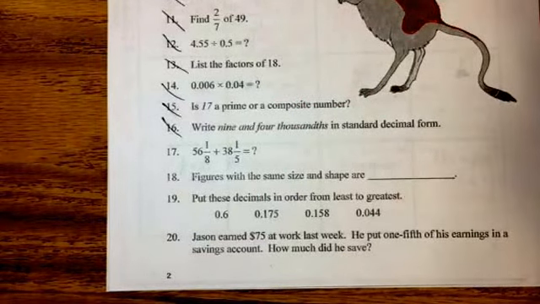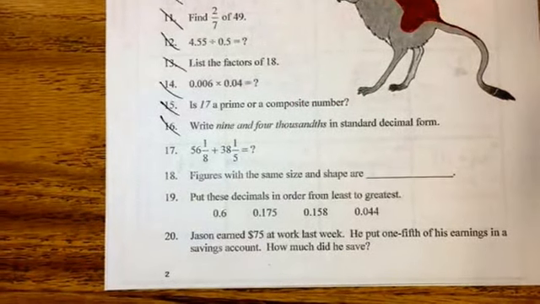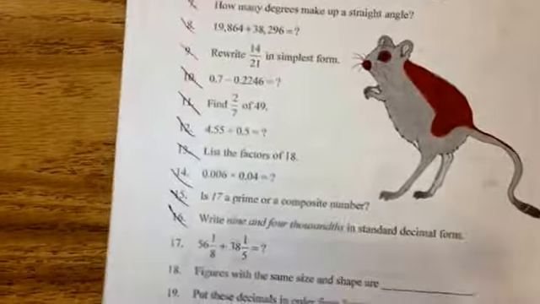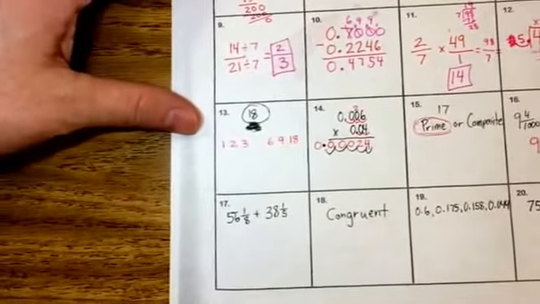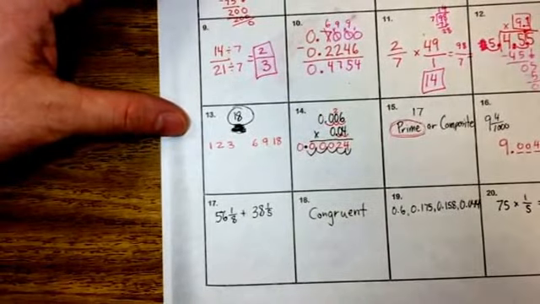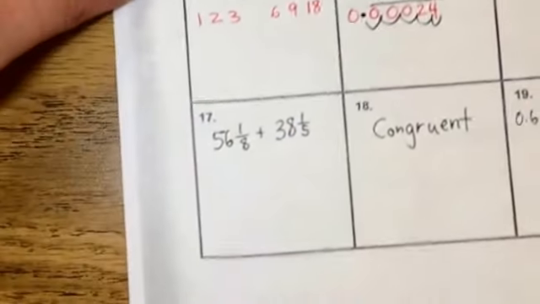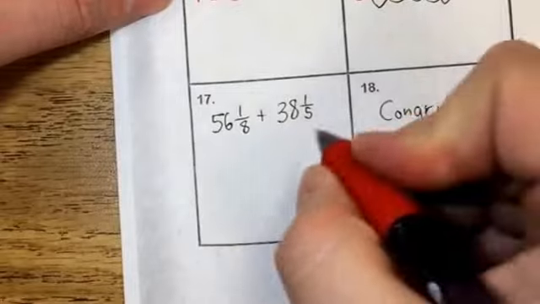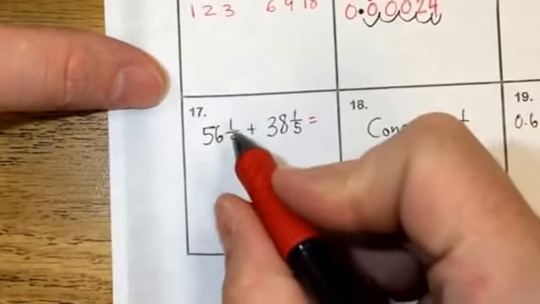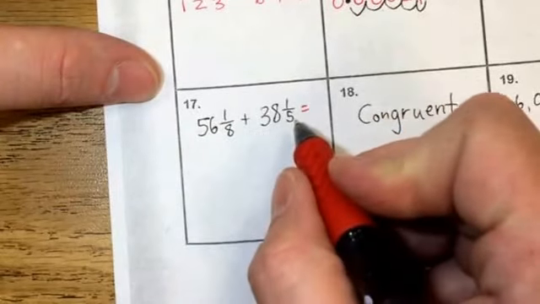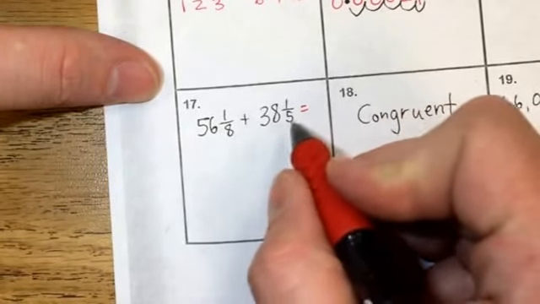So we're going to look at 56 and 1/8 plus 38 and 1/5. We've got some pretty big mixed numbers here, but the same rule still applies. To solve these mixed numbers and find our answer, we must find a common denominator. I know that my common denominator between 8 and 5 is going to have to be 40.